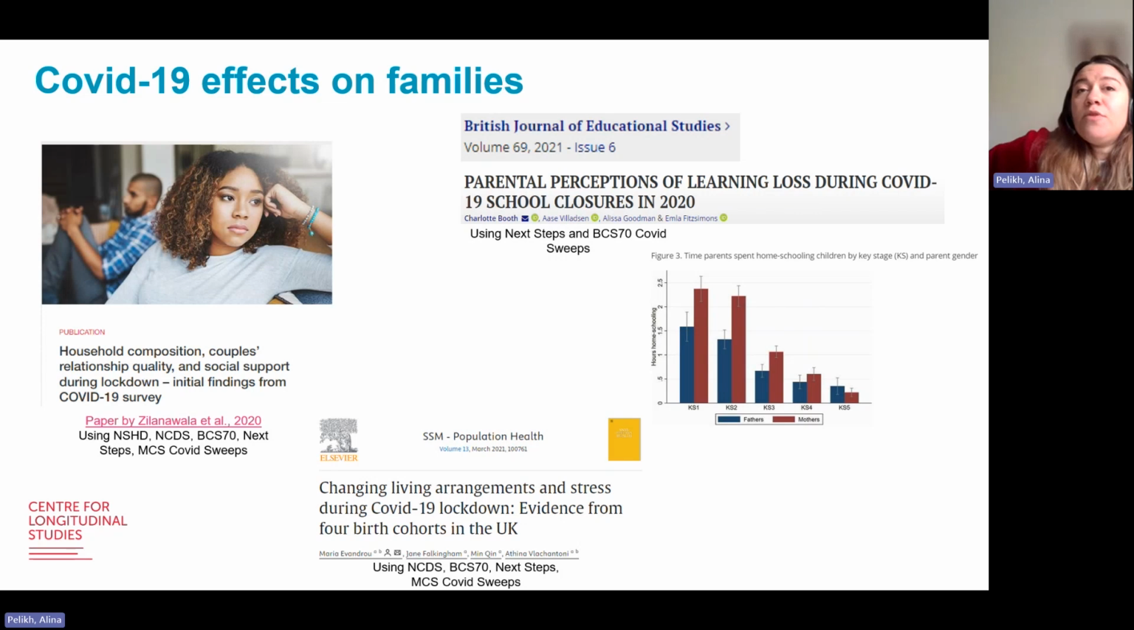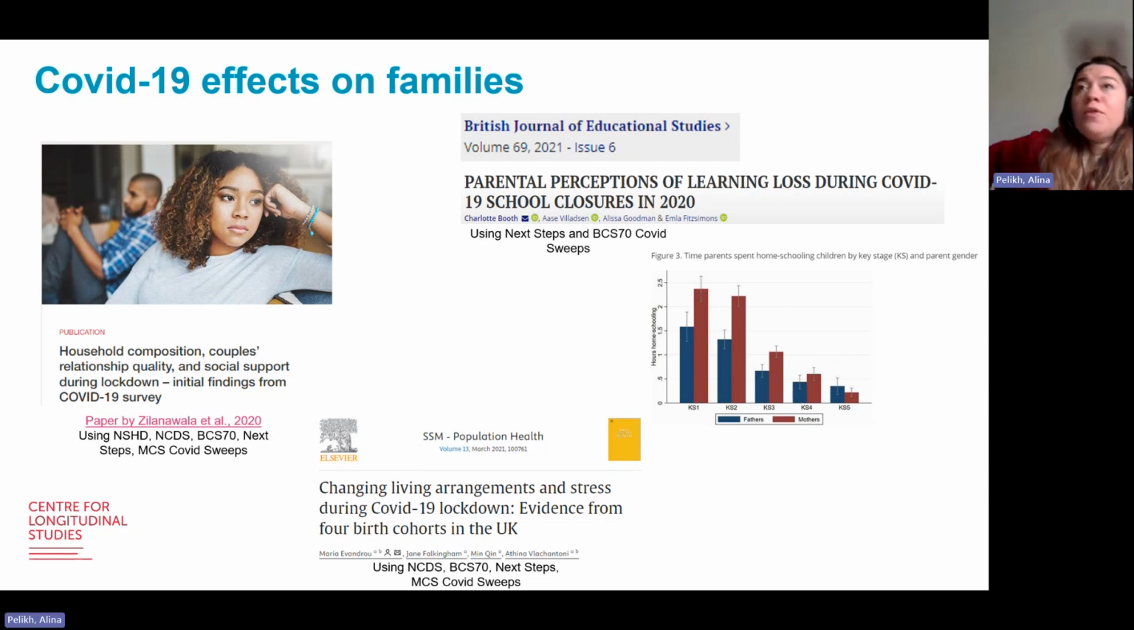You can see another example on change in living arrangements and stress during COVID lockdown, with evidence from 4 birth cohorts in the UK. That paper looked at the change in living arrangements, so whether someone had to move back in with their families or, on the contrary, had to stay further away, and various other changes in living arrangements, and how that is associated with markers of stress.